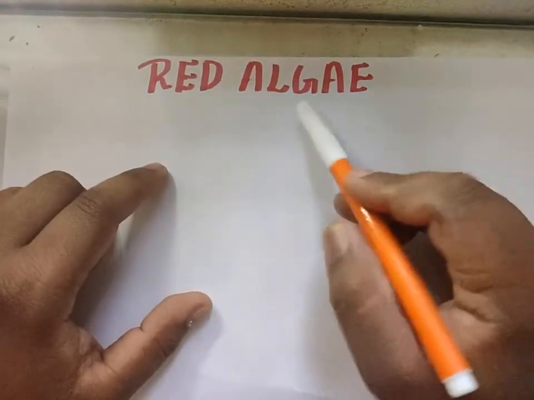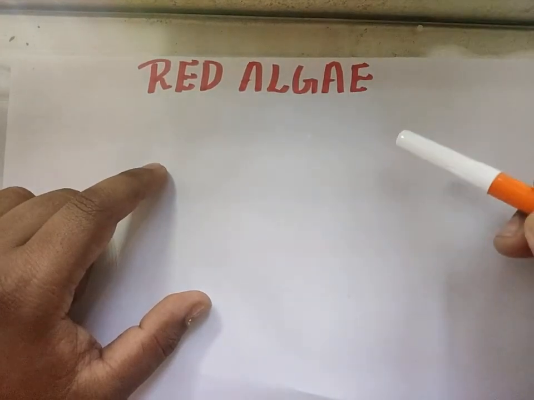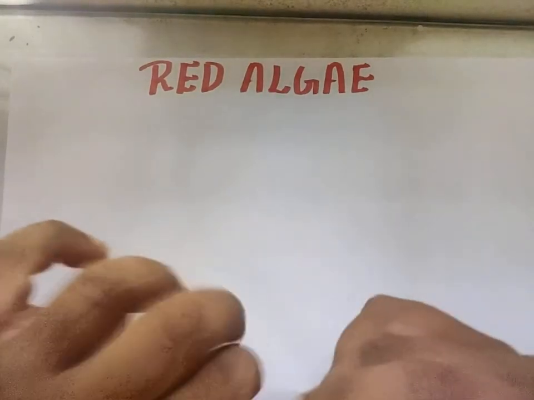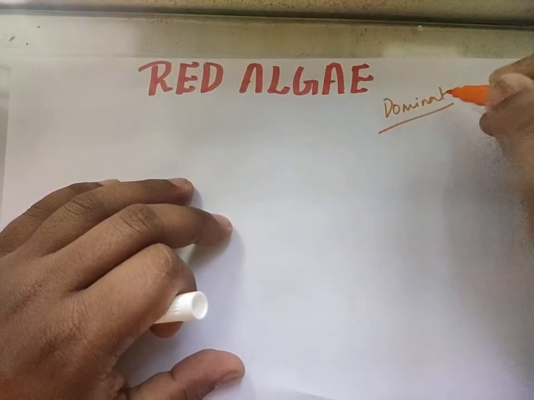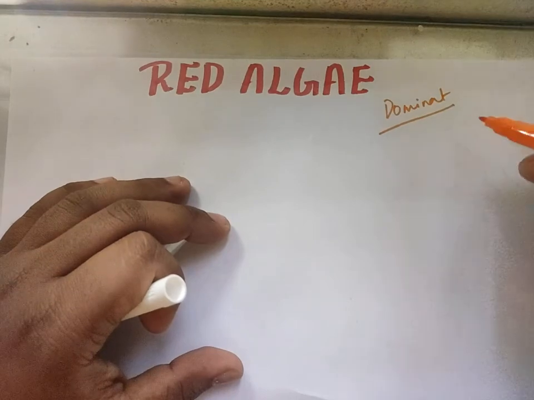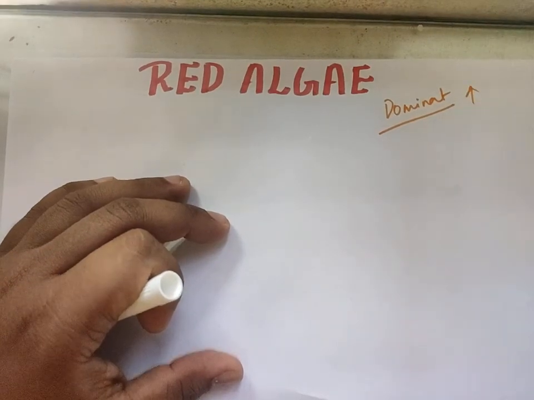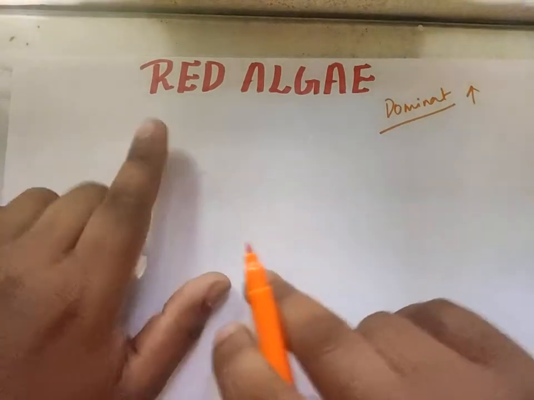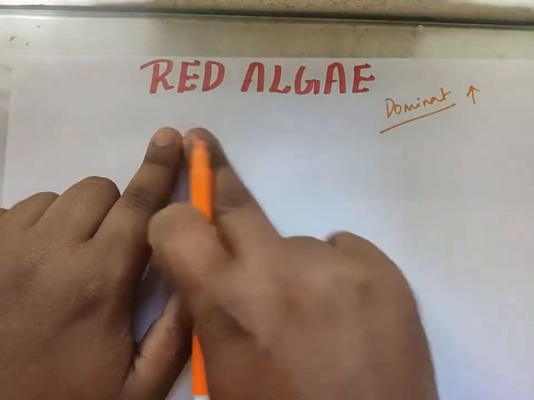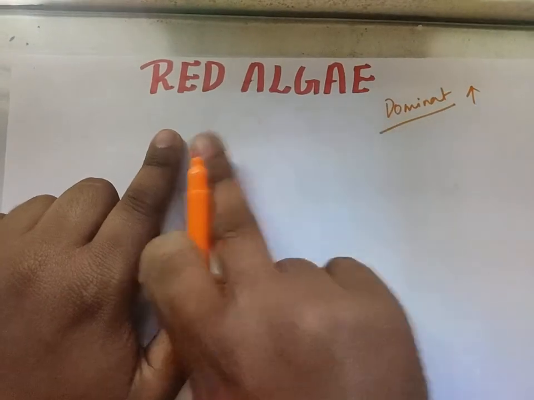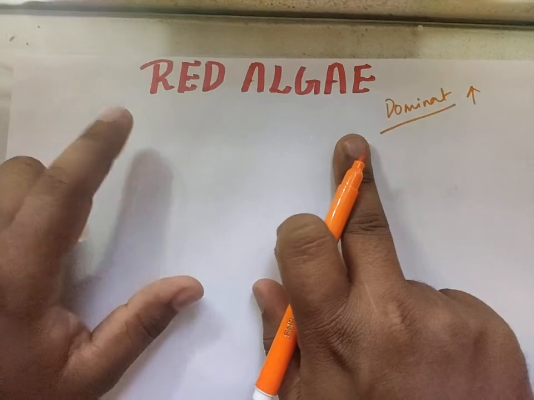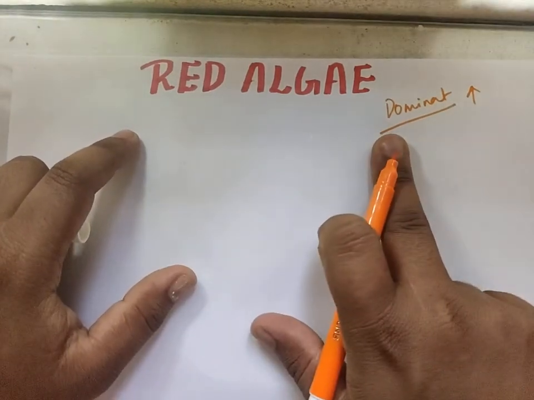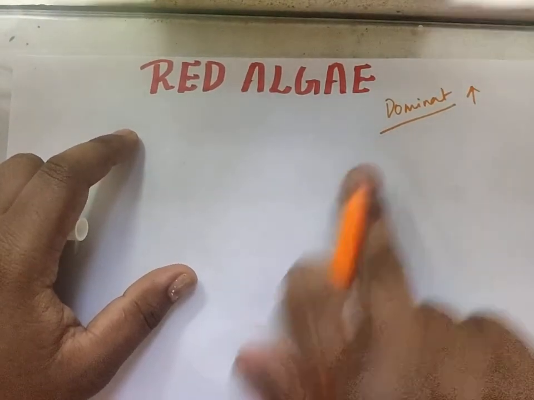The appearance of the algae is based upon what kind of pigment is dominant. Which pigment is more in that particular algae will decide the color of the algae, and we name it red algae, brown algae or green algae. Now we are going to study red algae. The first point is very clear: these algae appear red in color.